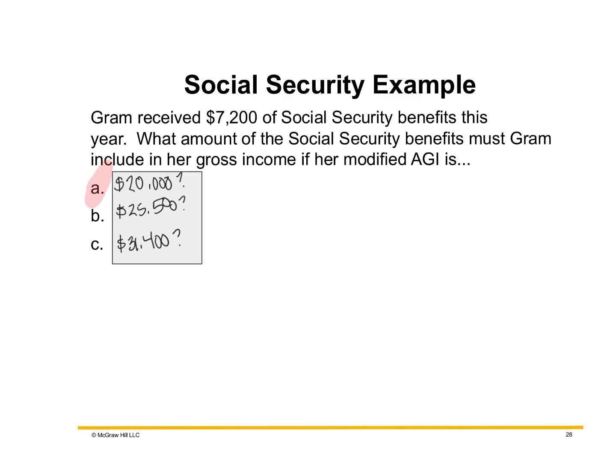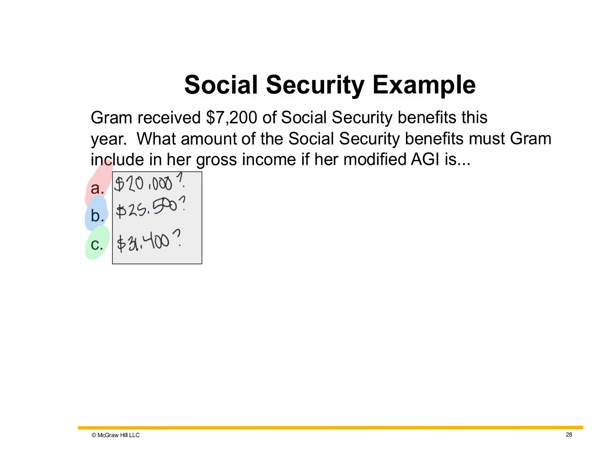Whoops, so A will be red, B will be blue, and C will be green. All right, so let's look at the first one. What amount of Social Security benefits must Graham include in her gross income if her modified AGI is $20,000?